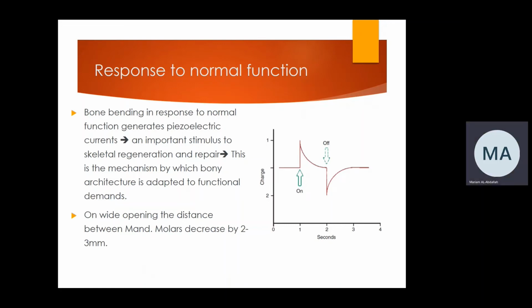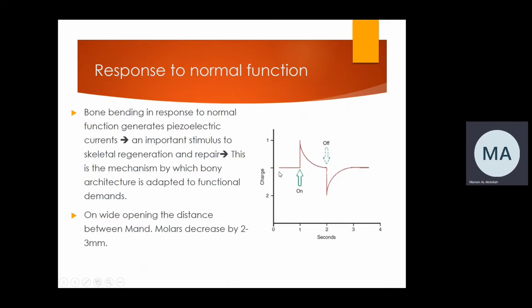Now, what happens when bone bends? Bone is made of crystalline structures, and this structure will be disturbed, and the electrons will start to jump from one level to the other, and we will end up having electric current. Okay, so bone bending will generate what we call piezoelectric current. And this piezoelectric current is very important to stimulate the skeletal regeneration and repair to stay healthy. This is the mechanism by which bony architecture is adapted to functional demands.